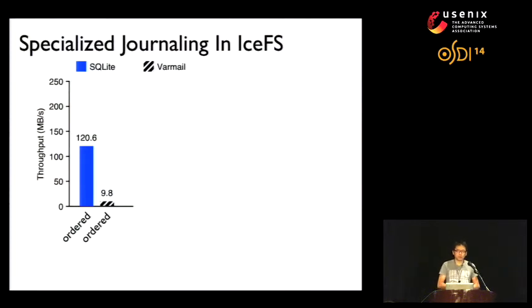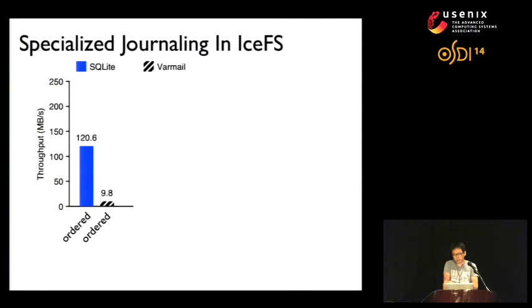Journaling file systems use journaling modes to provide consistency guarantees for different files, like metadata consistency and data consistency. However, in modern file systems, a single journaling mode is enforced for all the files in the same file system. So this doesn't provide flexibility for different users and different applications. In IceFS, because we isolate each cube, each cube has the freedom to choose what it wants.